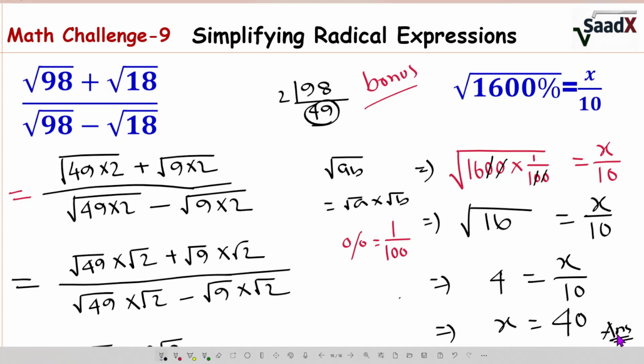So this is very simple math, but very important for any kind of competitive math exam practice.